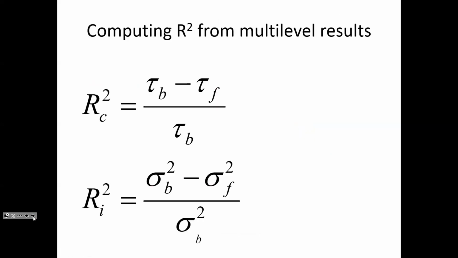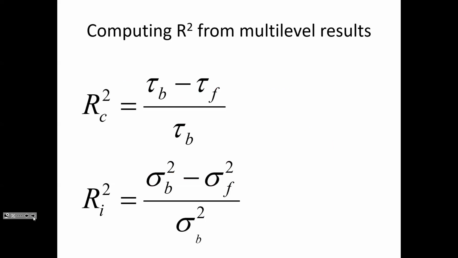So how do I compute the R squareds for multi-level results? Well, you know this already, actually. We're going to use an approximation. For an R squared for the cluster, it would just be the baseline tau minus the fitted tau, divided by the baseline tau. That's going to give us an R squared for the cluster level.